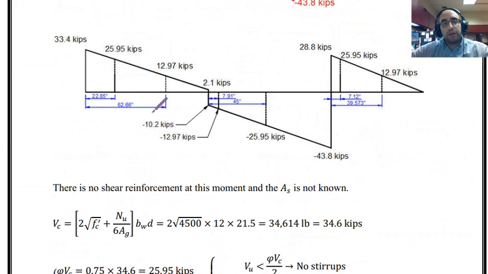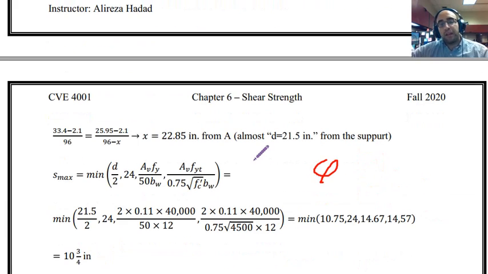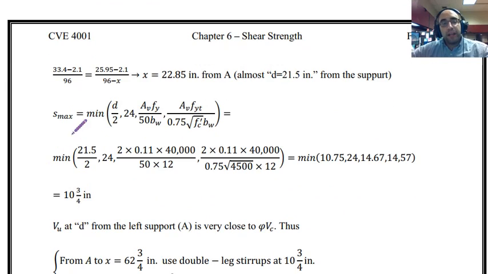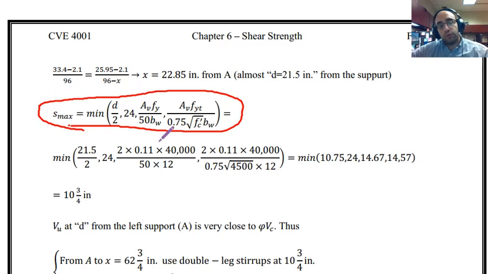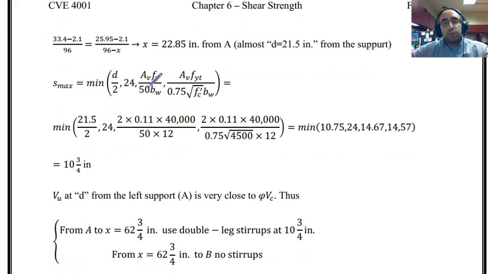We are talking about this region, and in this region we have to provide minimum stirrups. For minimum stirrups, we just have to give the maximum spacing between the stirrups. That maximum spacing is calculated based on the equation that we used before in the example and in the presentation. I just have to put the parameters inside this equation and find the values.